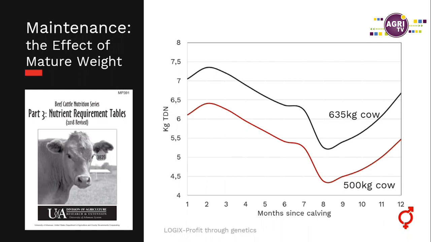So these graphs come from the nutrient requirement tables by the University of Arkansas, and you can see the effect of mature weight on energy demand or nutrient demand. So this is a 500 kilogram cow. So there's the high energy peak just after calving, and that graph that I showed you just now. But for a 635 kilogram cow, it's higher. She needs more nutrients. So a heavier cow generally needs a better environment than a lighter cow.